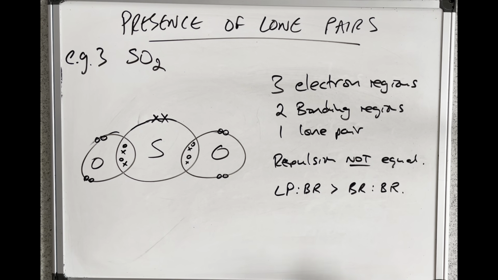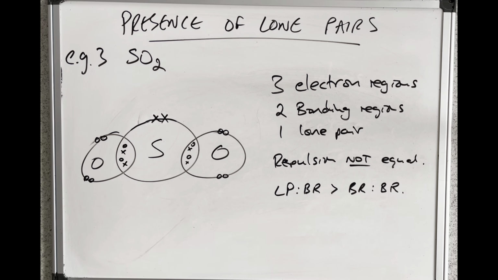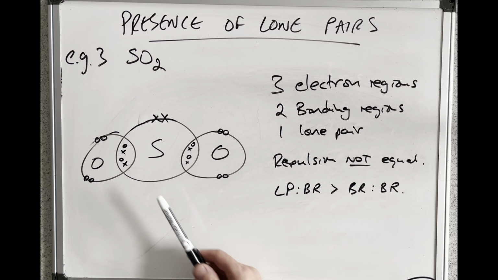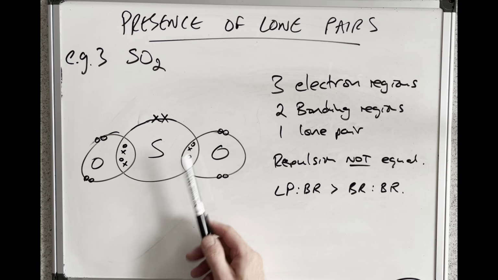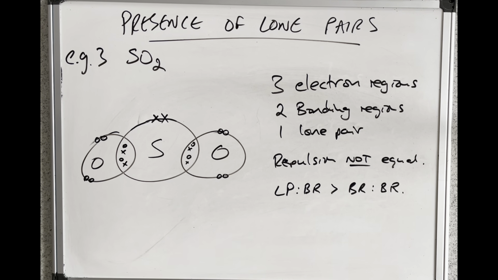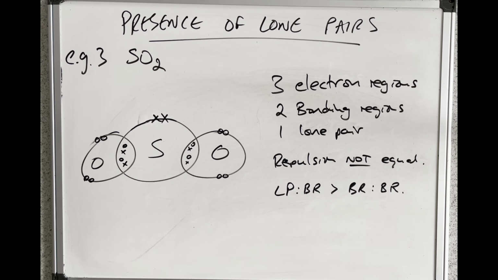So the third and final example I'm going to look at in this presence of lone pairs section is sulfur dioxide. So again, dot and cross diagram to start with. You can see we've got 3 electron regions. 2 of them are bonding regions. These are double covalent bonds, but remember that doesn't matter because it's still just classed as 1 region. So 2 bonding regions, 1 lone pair. Repulsion won't be equal because the lone pair to bonding region repulsion is greater than bonding region to bonding region.